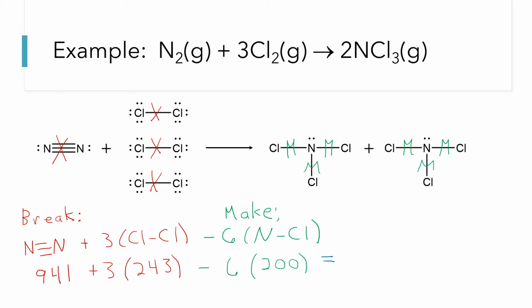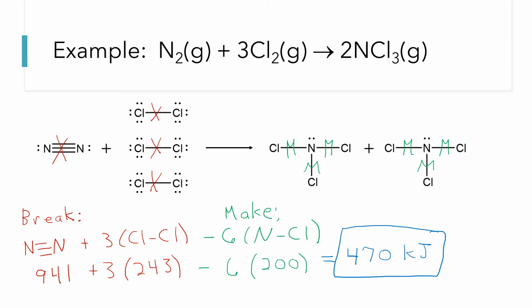So we have 941 plus 3 times 243 minus 6 times 200. And that gives us a delta H of the reaction of about 470 kilojoules. So our estimate of delta H of reaction for this reaction is 470 kilojoules.